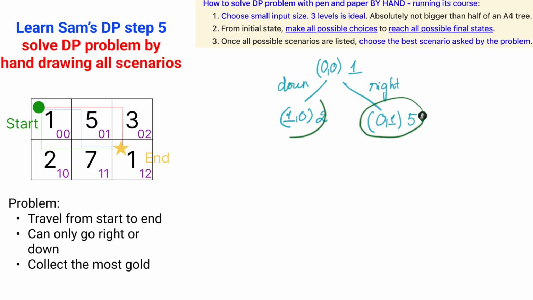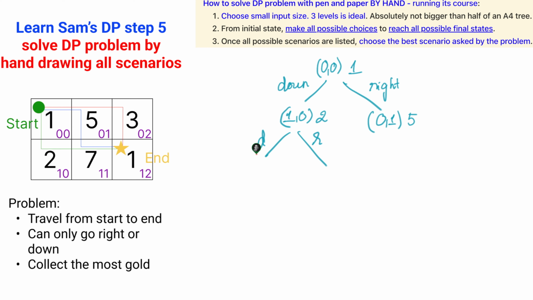Now we have 2 new states. And from these new states, we're gonna keep changing state by making all available choices until we reach final states. So at 1, 0, we can go down or we can go right again. So if we go down from here, we out of our map. And this is one final state.